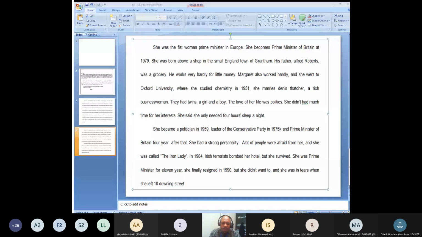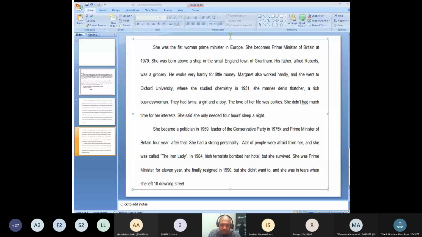A prime minister of Britain for 4 years after that. She had a strong personality, a lot, and like we said, there should be a space between a and lot. A lot of people were afraid of her, of course. Whenever you have afraid, you have the preposition of, and she was called the Iron Lady. In 1984, Irish terrorists bombed her hotel, and we don't pronounce the second b. We don't say bombed. We don't pronounce the second b. Bombed her hotel, but she survived.